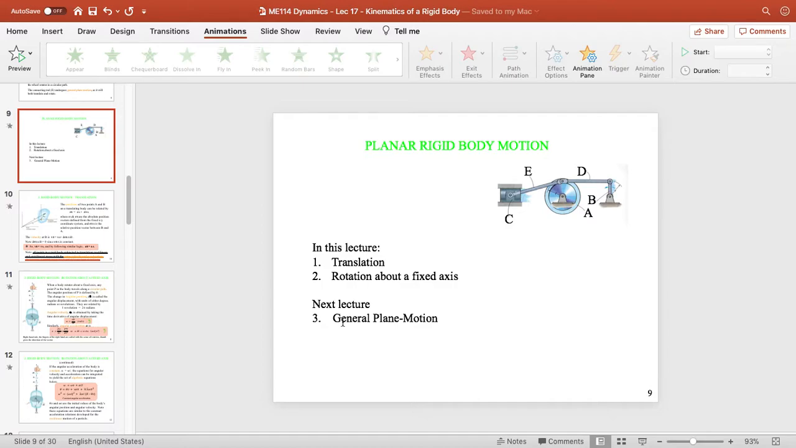And then the third one, which was the general plane motion, is when you have translation and rotation both occurring at the same time. That one we're going to do later on. So we're still continuing with our translation and rotation.